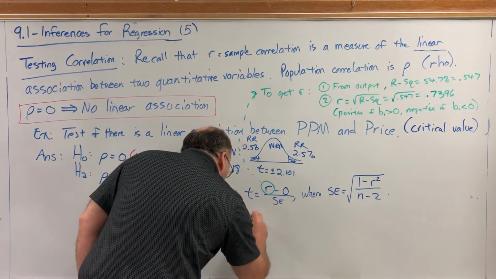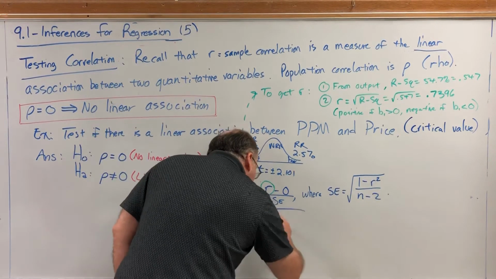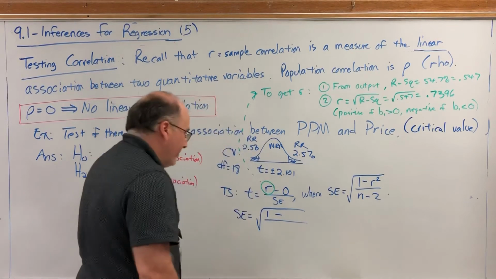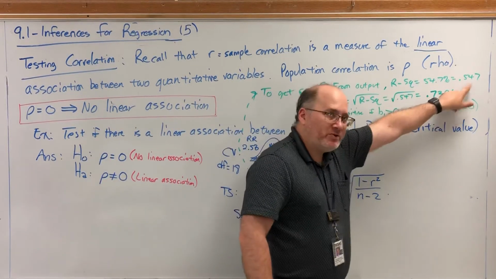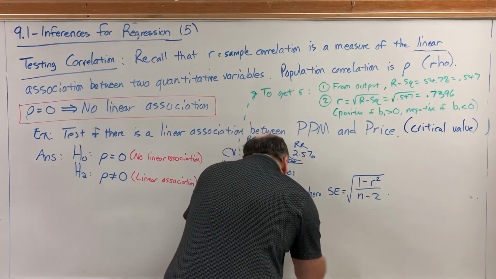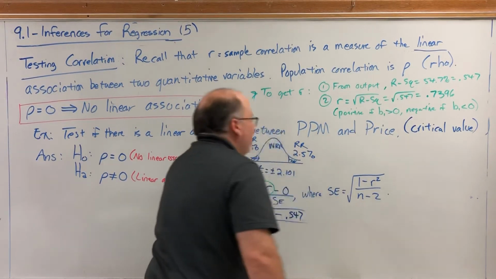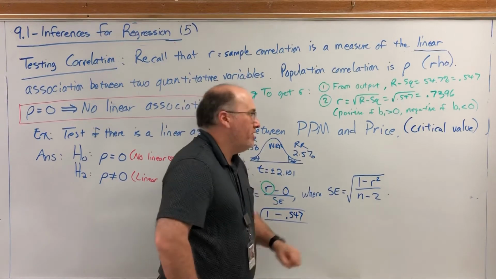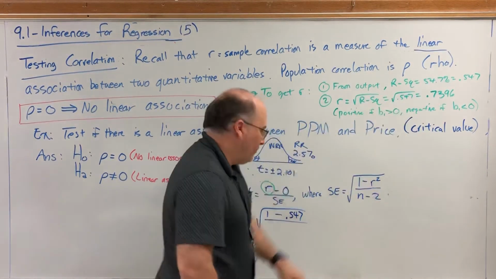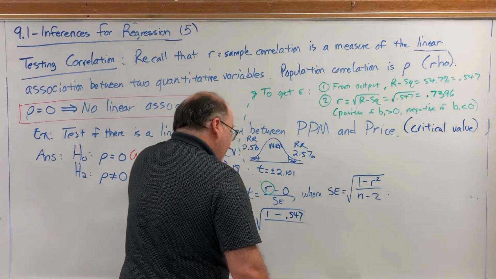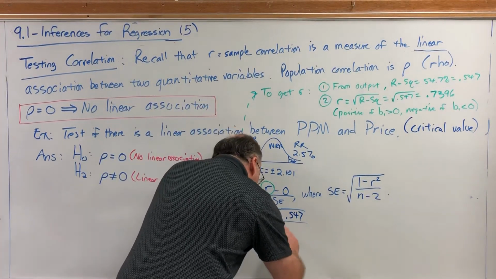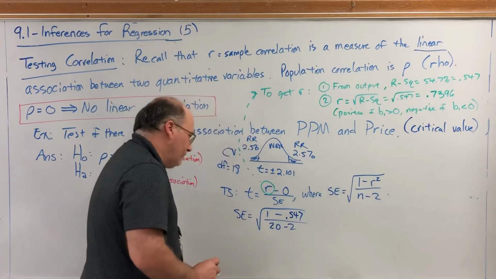Our standard error is going to be the square root of 1 minus R squared. Wait a minute, R squared. Wasn't R squared 0.547? You could square the value of R and you'll get something close to this, but they gave you R squared, so I would just use it. And the value of N was 20, because there were 20 ordered pairs.